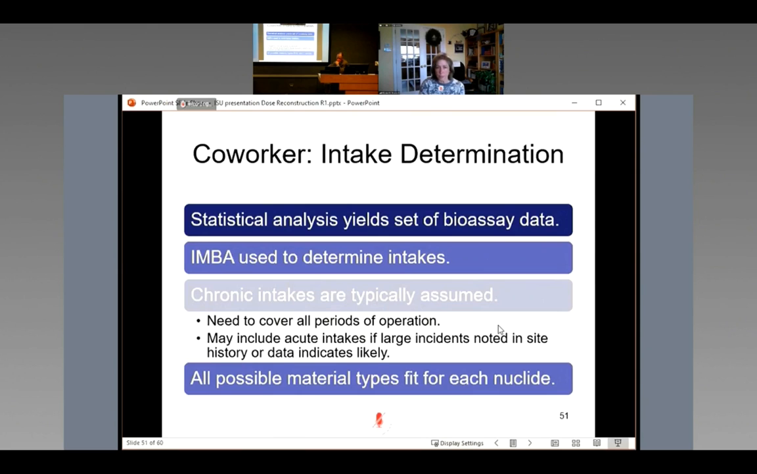We need to cover all periods of operation for a site. If there are some particularly large incidents at a site where we have bioassay data, we might do a separate acute intake for that, but typically it's chronic intakes. And we normally fit all of the possible material types for each nuclide that's included in the coworker assessment.